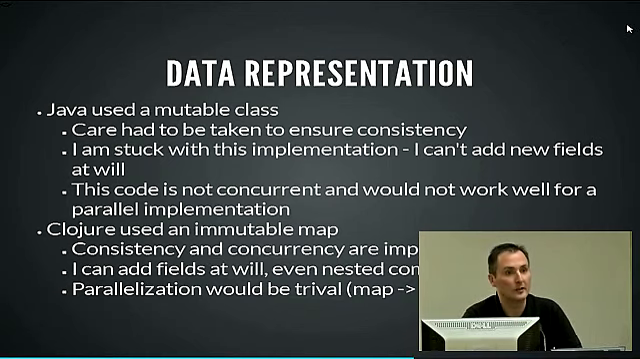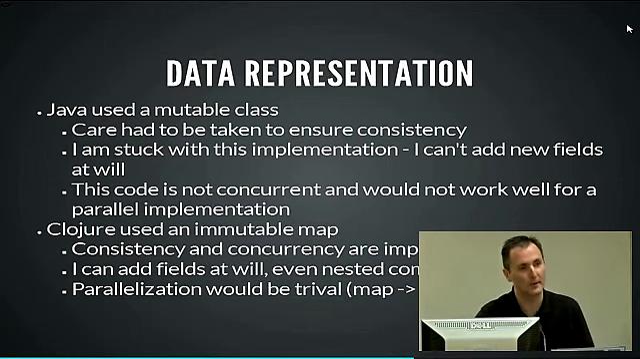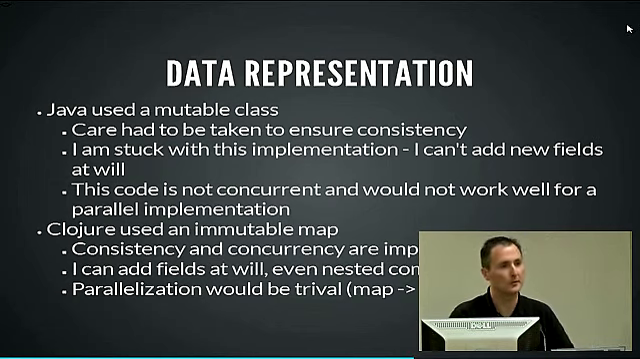Clojure, on the other hand, uses strictly immutable data structures. So I have guaranteed concurrency. I can add fields at will. Because I used a map, I could easily just throw in a field for the interior of the car or anything else that I want to. Parallelization also is trivial. Instead of calling map, I can call something called pmap for parallel map. That's something that's just part of the language.